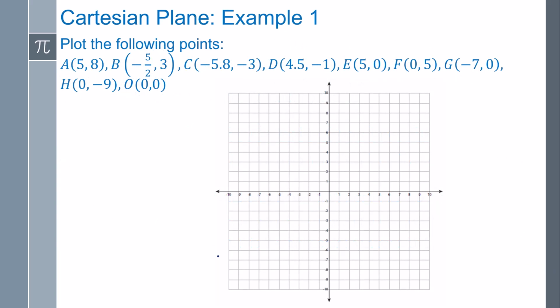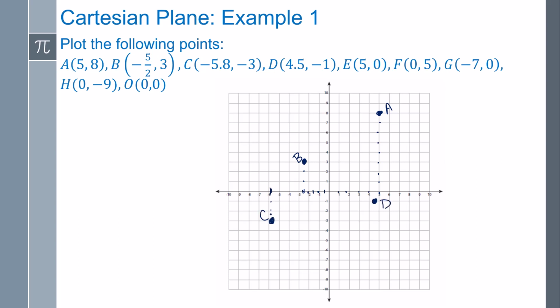So we've seen this already. I'm not going to spend a whole lot of time on it, but we're just going to practice plotting some points. So 5, 8. I need to move over 5, 1, 2, 3, 4, 5, and then we go up. And then we get our point. And then B, negative 5 halves, 3. Well, if I break these into halves, 1, 2, 3, 4, 5, and then I go up 3. 1, 2, 3. Negative 5.8, negative 3. Negative 5.8, so that's about right here. And then we go down.